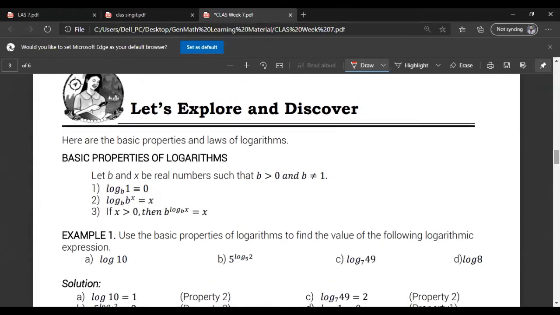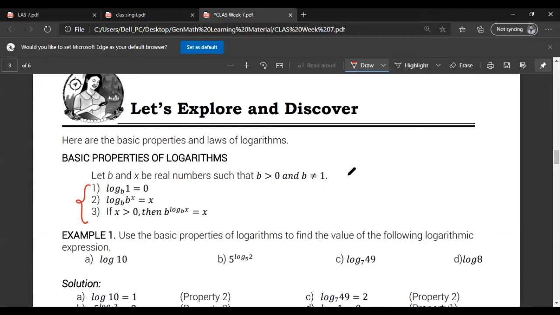Okay. So, let's have the properties and the laws that we may apply in logarithms. Just like in exponentials, of course, since they are inverses, we have laws or properties that we need to apply when we use logarithms. So, we have here 3 basic properties. Why are they basic? Because they are actually aligned with our exponents.